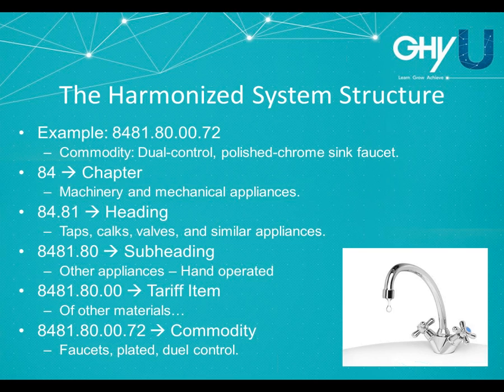Tariff item 8481800000 is really listing the above, but made of other materials. It may not be of iron or steel or plastic. And the commodity 8481800072 is the complete 10-digit harmonized system number for this faucet plated dual control.